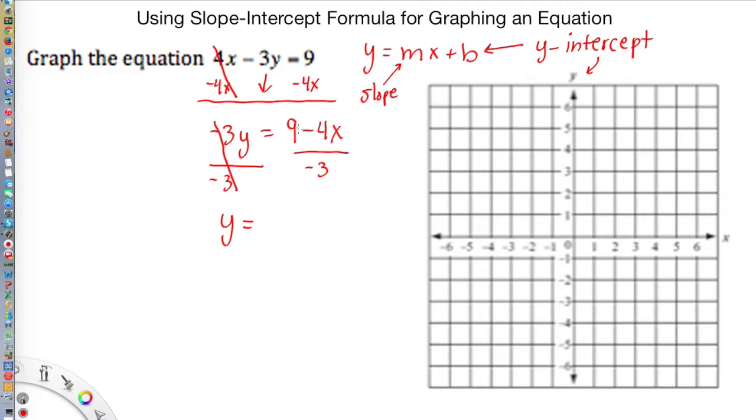division-wise. Okay, so I'm going to take 9 divided by negative 3, and that will give me negative 3. And then when I take a negative 4x and divide it by a negative 3, that's going to give me a positive 4/3 x. Okay, because a negative divided by a negative is a positive.